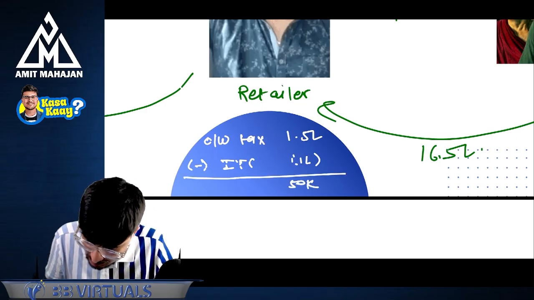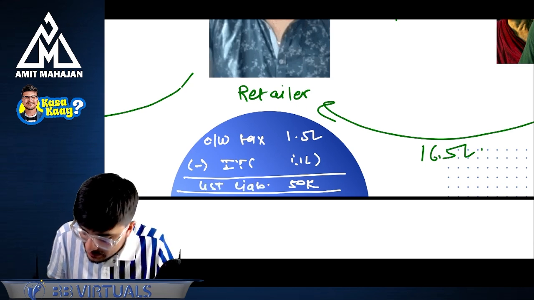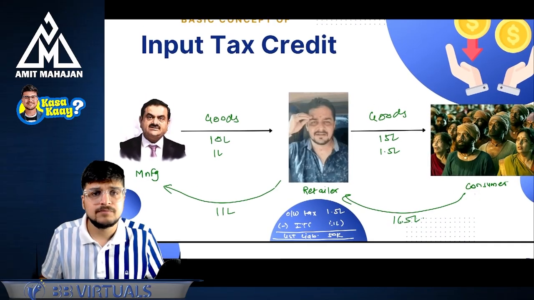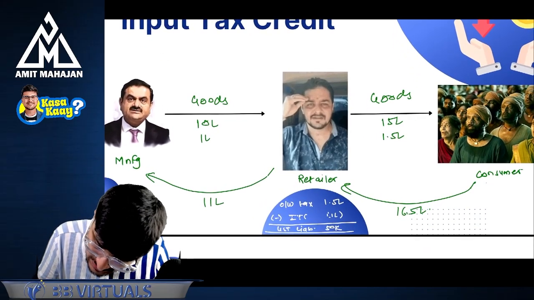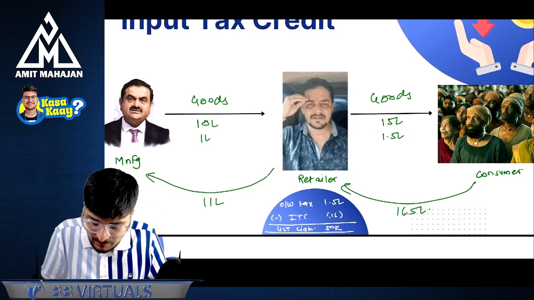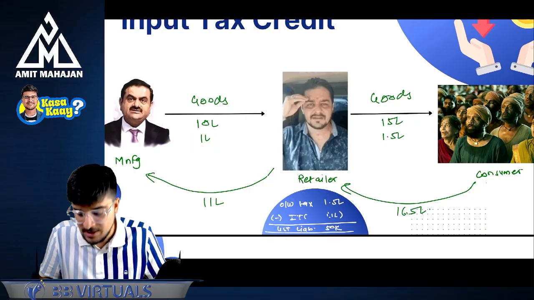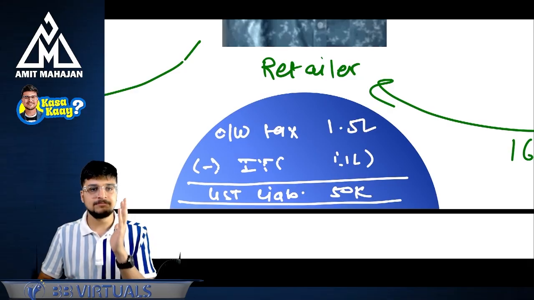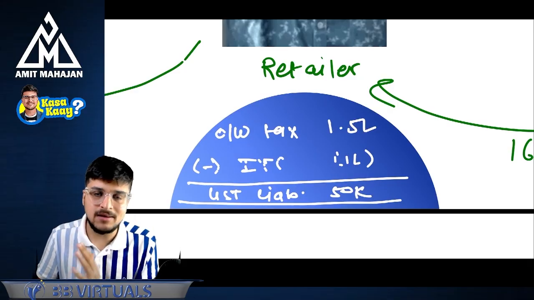So 50,000 rupees is the GST liability which the retailer has towards the government. Perfect. So 1.5 lakhs is his outward tax, and 1 lakh is his credit, that is input tax. He will be able to take the credit of this input tax, which means he will have to pay the GST liability of 50,000 rupees. I hope that you are crystal clear with this concept.